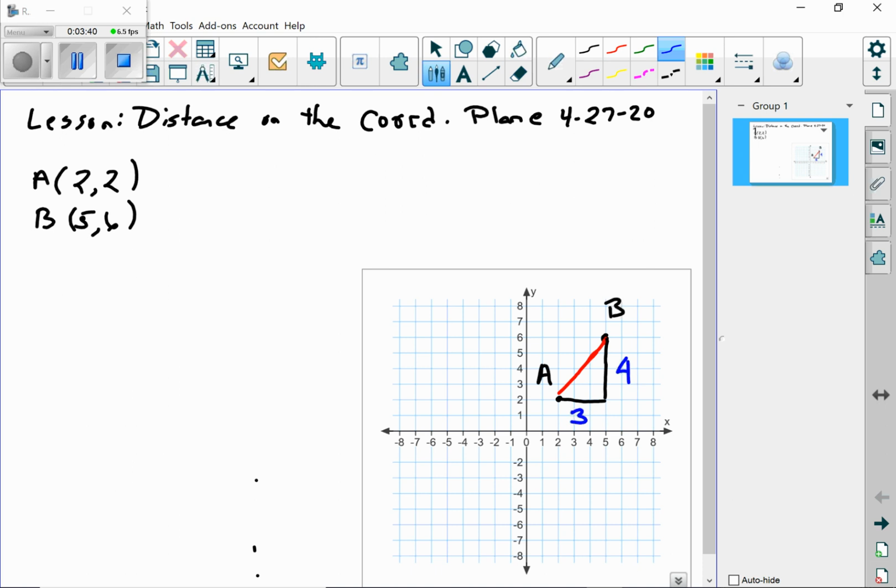This is a right triangle, right? And now we use the Pythagorean theorem. You guys know how to use that to find the red line. We're trying to find the hypotenuse here. So I will go 3 squared plus 4 squared. I know that equals 25. And we square root that, and that equals 5. Okay. Hopefully that's pretty clear on that.